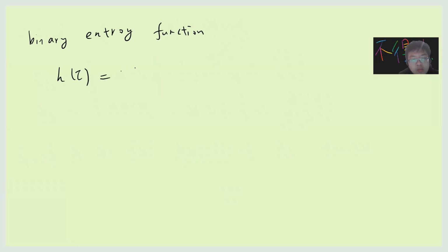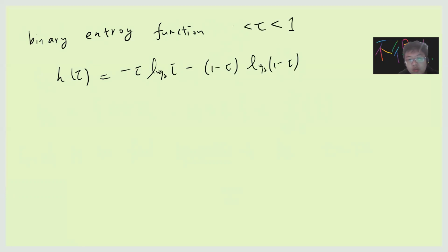The interesting idea is that there is a binary entropy function, which is defined to be h(tau) equals minus tau log tau minus (1 minus tau) log (1 minus tau), where tau is between 0 and 1. You can plot it, this is not difficult. When tau equals half, it becomes log 2, and you can prove this.